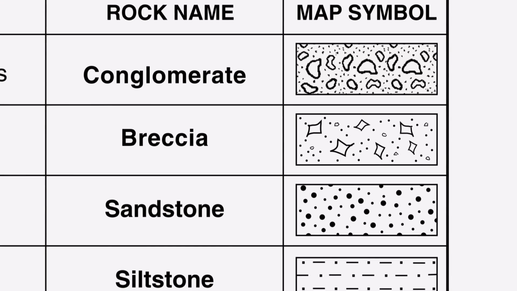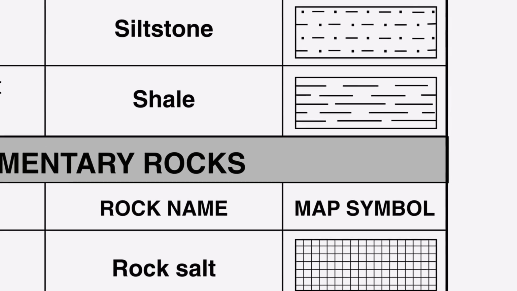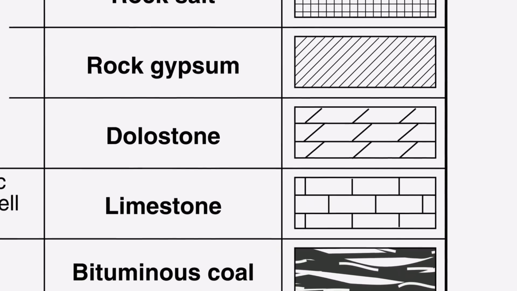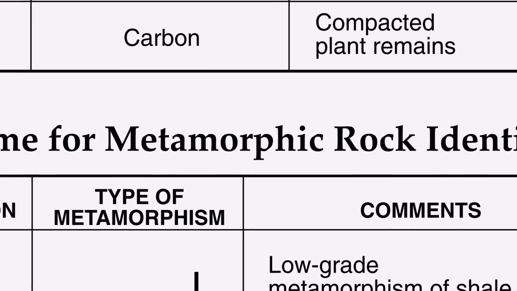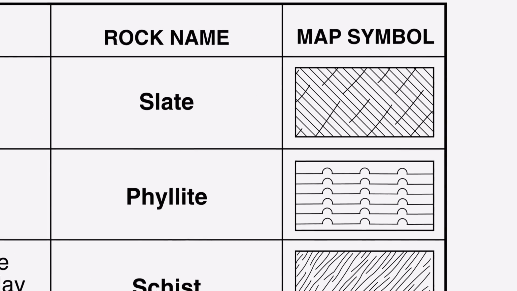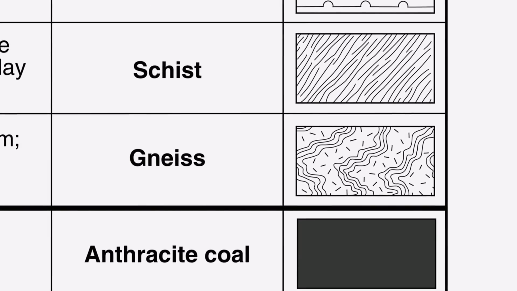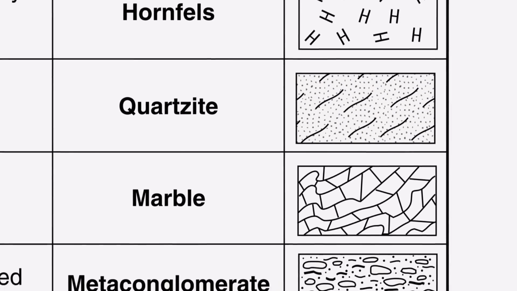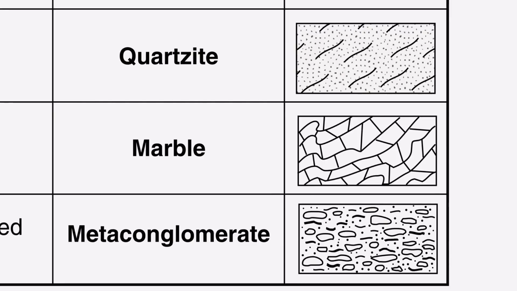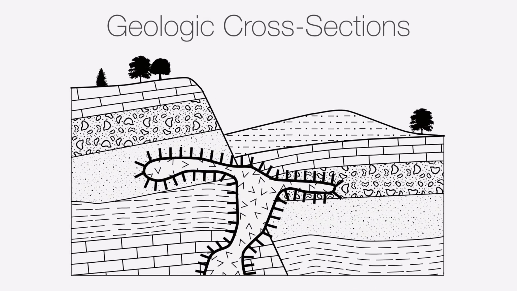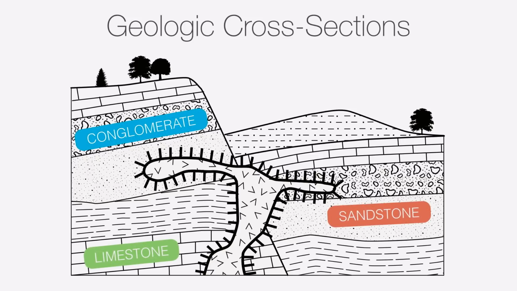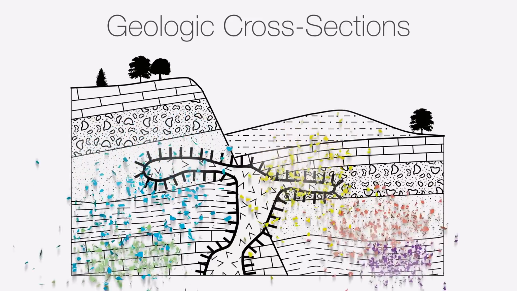Each of the sedimentary rocks has its own unique symbol that will be used in these geologic diagrams. Of course, the same is true for our metamorphic rocks. You'll notice slate, phyllite, gneiss, marble, etc. They all have their own unique symbols. And this is what we're looking at when we look at these cross-sections. So, for example, in this particular diagram, I know that this layer is made of sandstone, and this is limestone, some conglomerate here, and some shale, and some siltstone. And I can tell that by looking at the symbols used in the diagram.